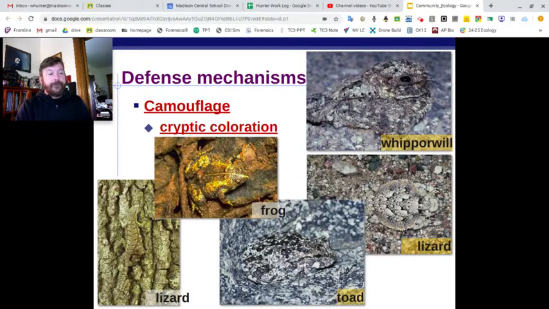We have other defense mechanisms, camouflage or cryptic coloration. You can see how well these different organisms are matched to their environments. The lizard on the tree, if you were walking by, you may not even see it. The frog, with its coloration, matches its ecosystem. The whippoorwill, really hard to see. There are a lot of examples of this.